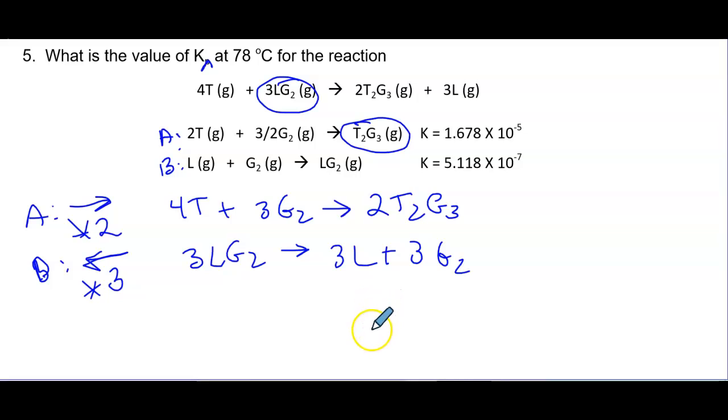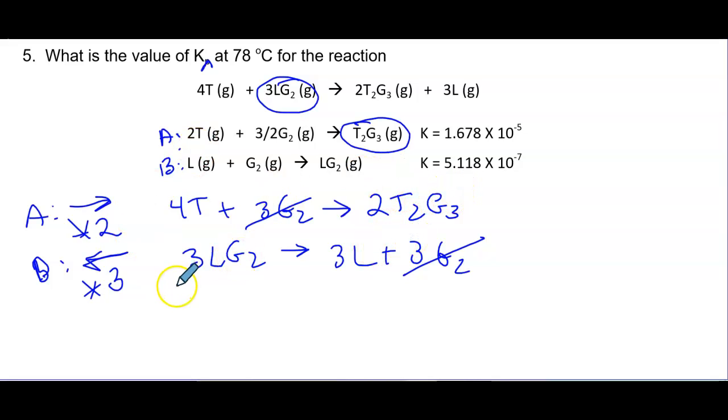Now, remember that things on the same side of the arrow will add up. Items that are the same on opposite sides of the arrow will reduce or cancel. So notice that my G2 is a product here and a reactant here, and they're exactly the same, so those go away. And then I have nothing else to cancel or sum, so I have left 4T as a reactant, and 3G2 as a reactant, going to 2T2G3 and 3L. So now we're set up.